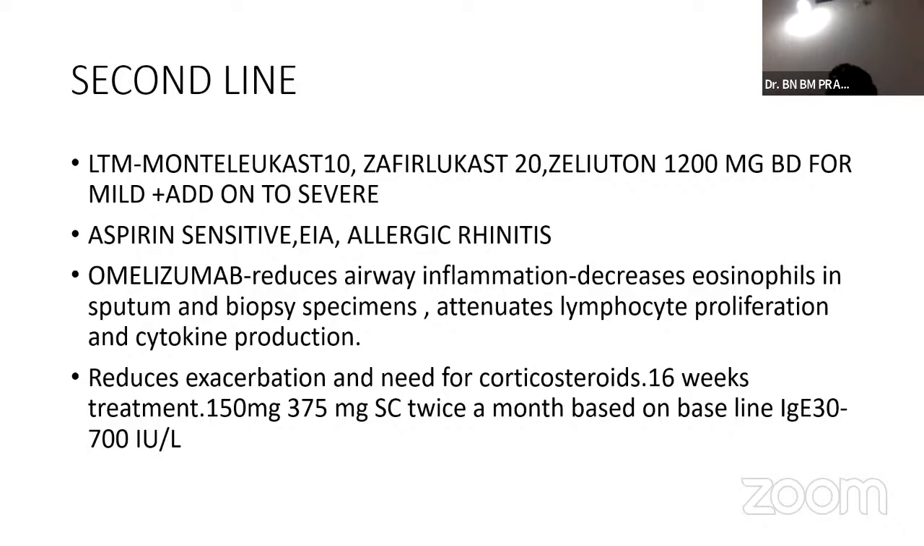Omalizumab is specifically used when you have chronic, persistent, severe asthma which requires steroids, who have eosinophilia, who have a high IgE level. When the IgE level is between 30 to 700, in such cases omalizumab can be used in a bi-monthly dose. We have different doses available, 150 milligrams, 375 milligrams. It can be given subcutaneously twice a month based on the IgE level, and you give it for, say, 4 months. One of the problems with this is that you can develop severe anaphylaxis. Next slide, please.